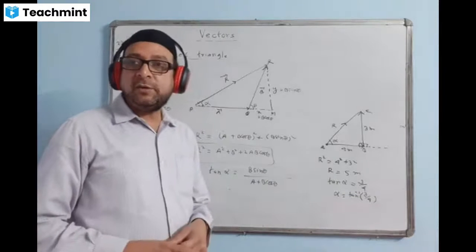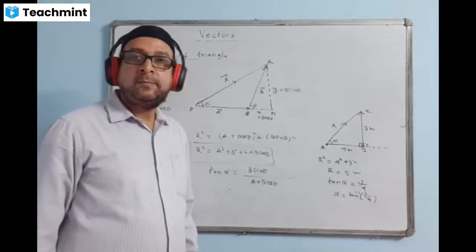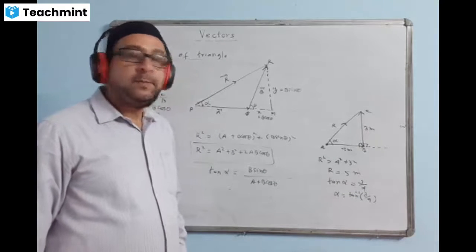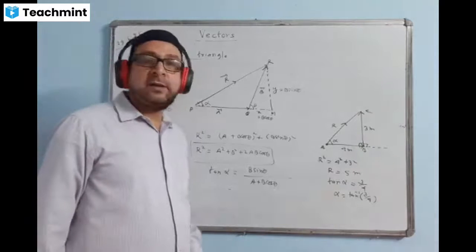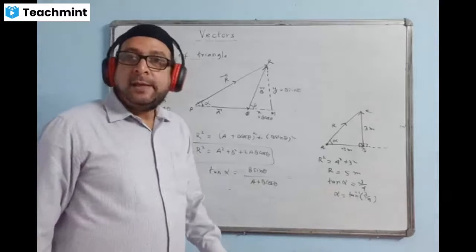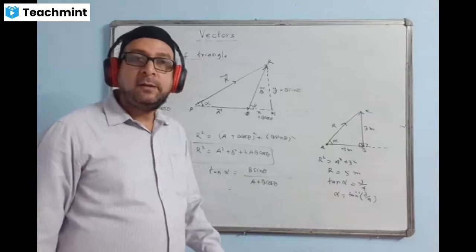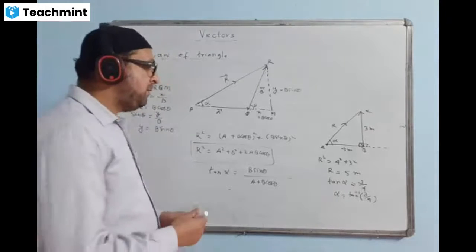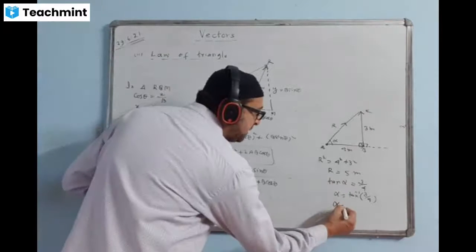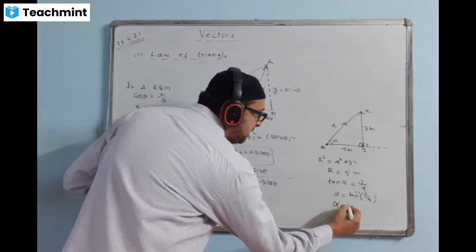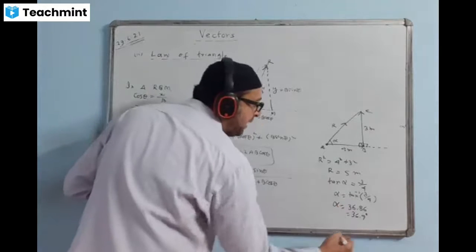Do you have a calculator with you right now? Yes, sir. Please check and tell me what is the answer coming. So 36.86. Look at it. Yes, you're right. Value of alpha is coming in degrees 36.86. You round it off, 36.9 degrees.